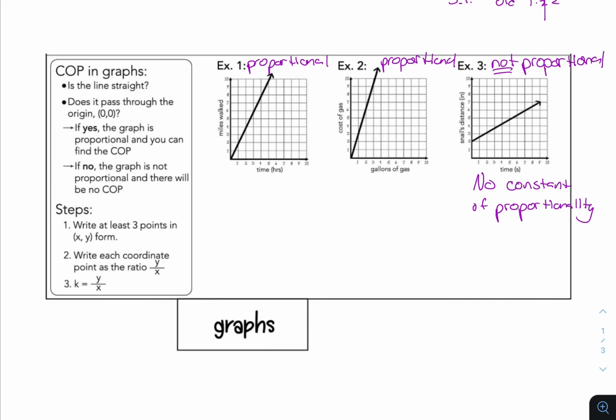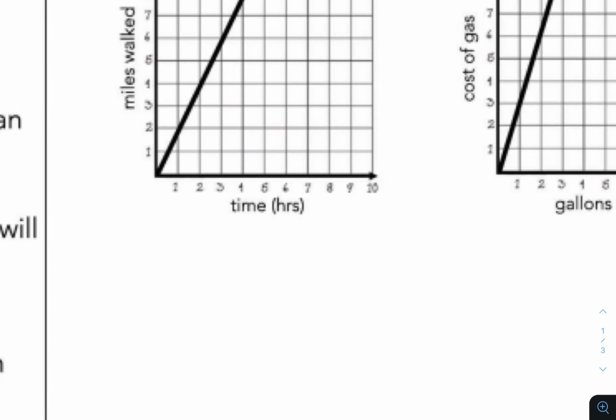All right, so let's come back to example 1, example 2. Now over here, we just highlighted those steps. Is it a straight line? Does it pass through 0, 0? If it does, then you can find the constant of proportionality, or COP. If no, then you can't find one. It's not possible. Now you're saying to yourself, well, Ms. Carbone, how in the heck can we find the constant of proportionality from a graph?